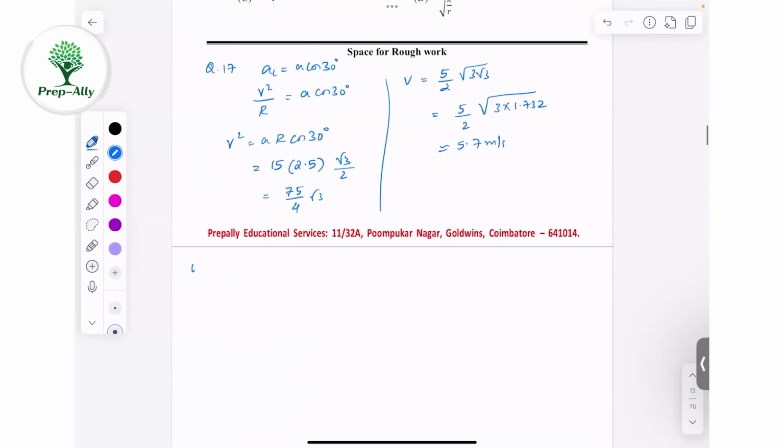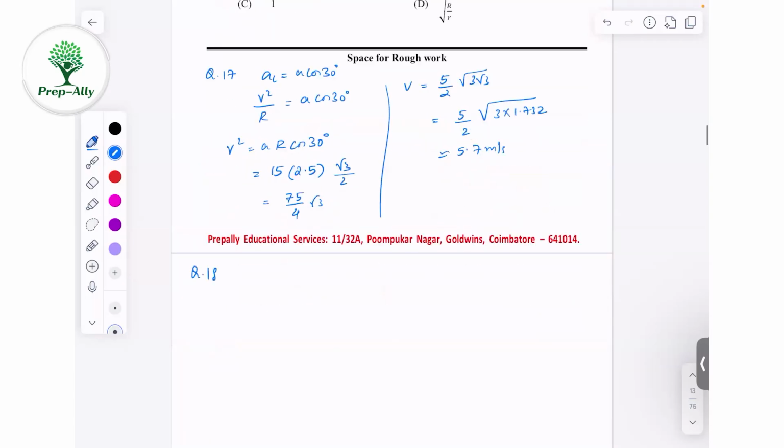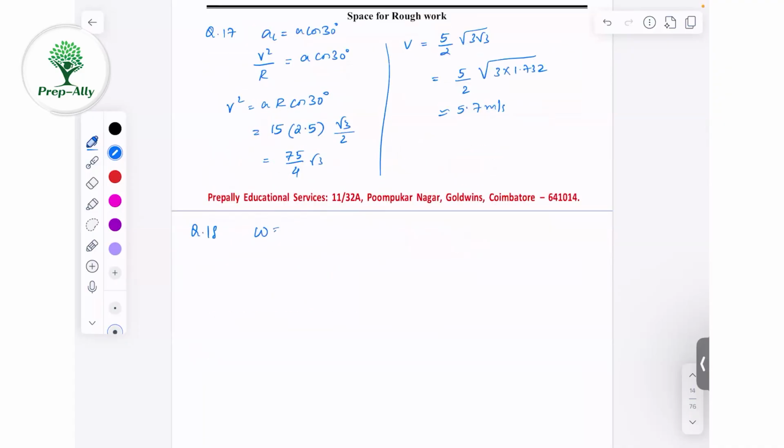Question 18. Two particles of mass capital M and small m are moving in a circular path having radius capital R and small r. Their time periods are same. The ratio of angular velocity. Now, we define angular velocity as angular displacement by time. Now, when the angular displacement is 2 pi, that is the body has covered one rotation, we say the time passed is one time period.